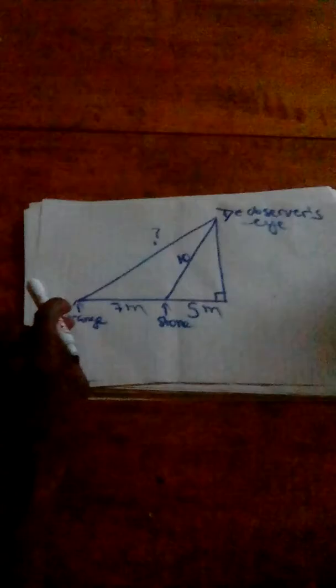So the line of sight from the observer's eye to the first object will be here, and this other line of sight from the observer's eye to the second object will be here. So this angle here will be 90 degrees, like it is here. So this is the observer's eye, and this is the position of the first object, which is a stone, and this is the position of the second object being observed, which is an orange.